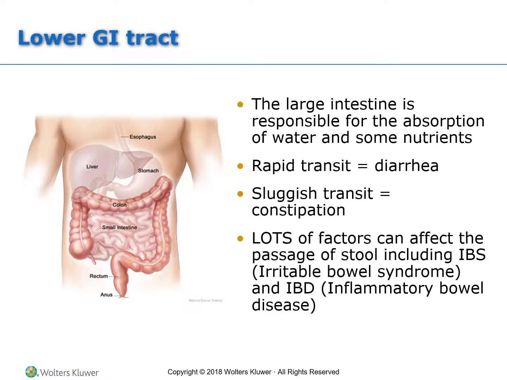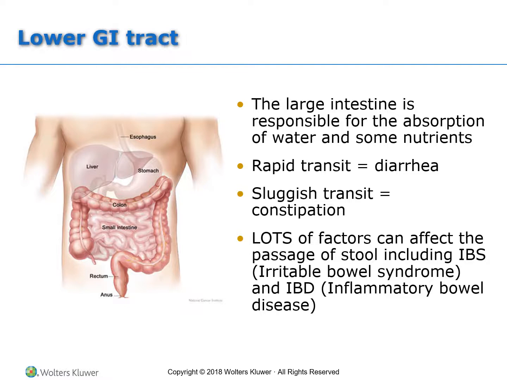The lower GI tract is comprised, most importantly, of the large intestine. It is responsible for the absorption of water back into the system and some nutrients, especially our fat-soluble vitamins, and we'll talk about those coming up. If we have too rapid of transit through the large bowel, we end up with diarrhea because the water is not able to reabsorb. Sluggish transit, therefore, equals constipation. So we've got loss of water, too much water coming out, or another factor is involved, such as an opioid or something along those lines that's causing constipation.